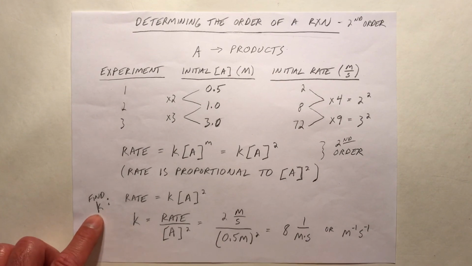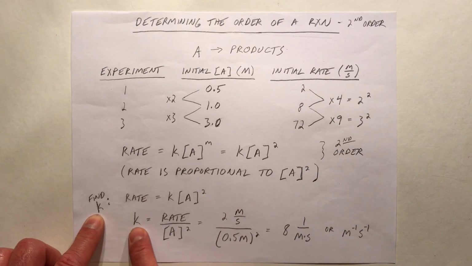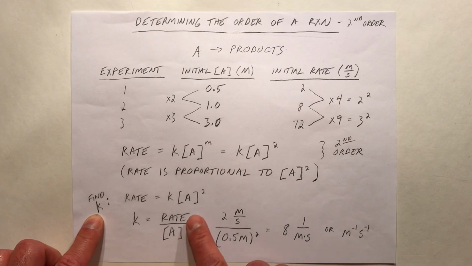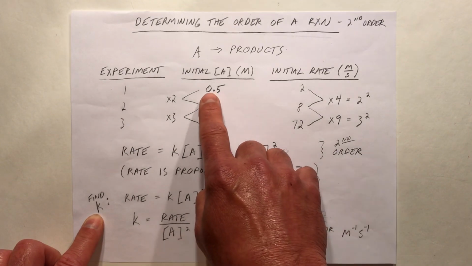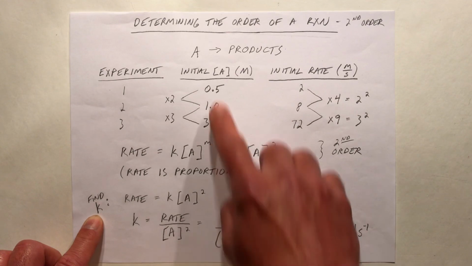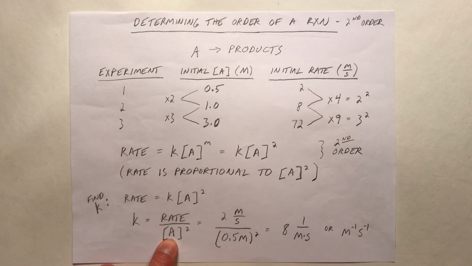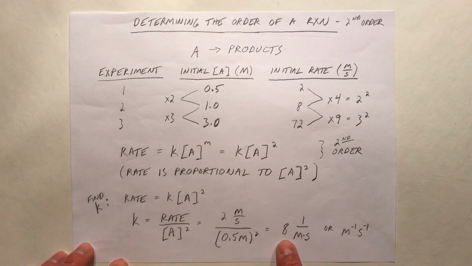All right, so let's find the K value. We're going to take this rate law with the second order reaction there, solve it for K, and that turns out to be rate divided by concentration squared. We could choose any experimental data. Let's pick the smallest numbers from the first experiment. So we have 2 for the rate and 0.5 for the concentration. And remember, we have to square the concentration there. So what's 2 divided by 0.5 squared? It turns out to be 8.